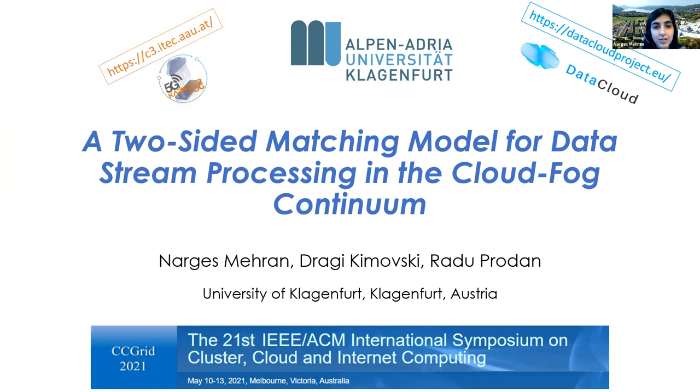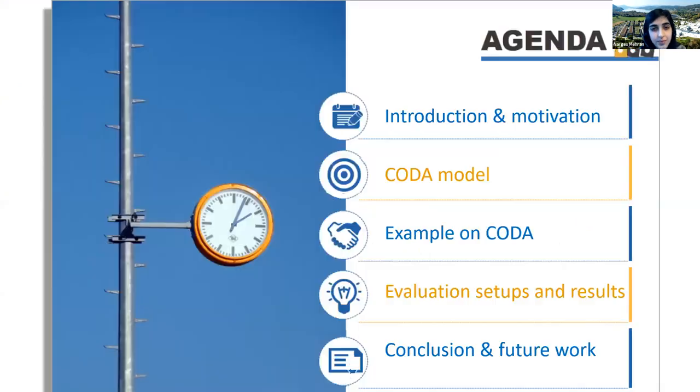So, today I'm going to present our recent accepted paper in the CCGrid 2021 conference with the title of a two-sided matching model for data stream processing in the cloud fog continuum. My co-authors are Dragi Kimovsky and Radu Prodan from University of Klagenfurt.